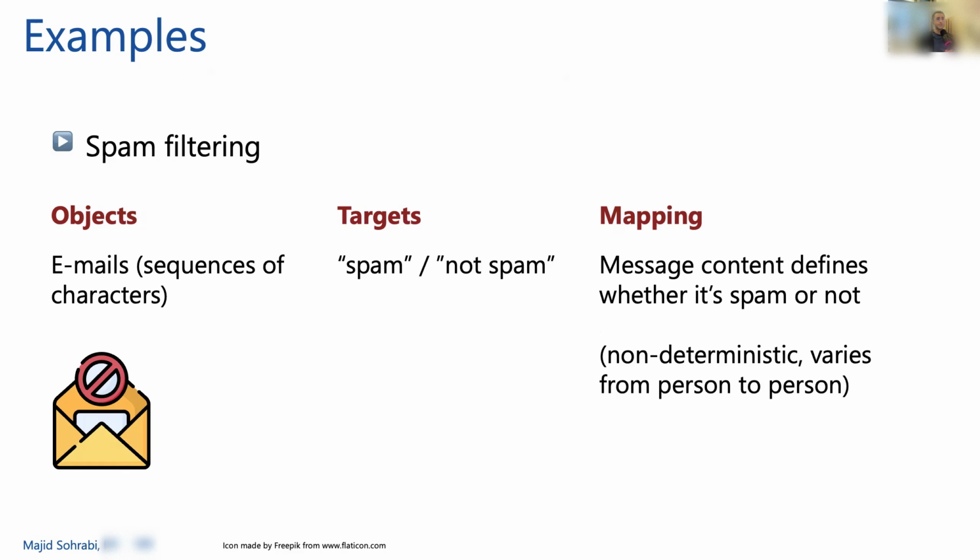Another example of a supervised learning task is spam filtering. The object here is an email, which is a sequence of characters and words. The target is to determine whether the email is spam or not spam.